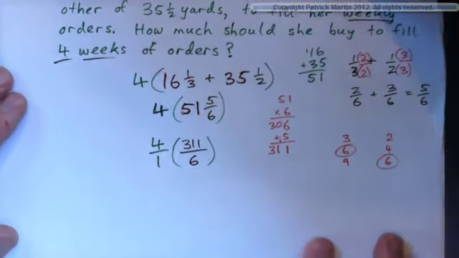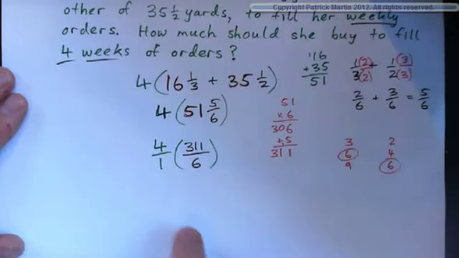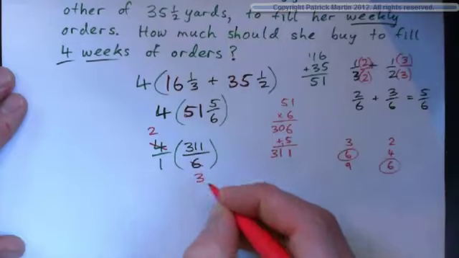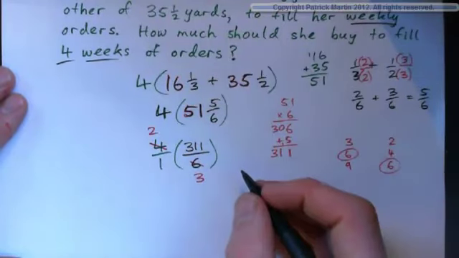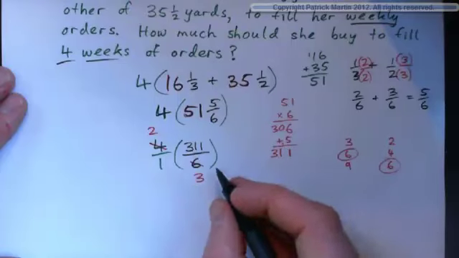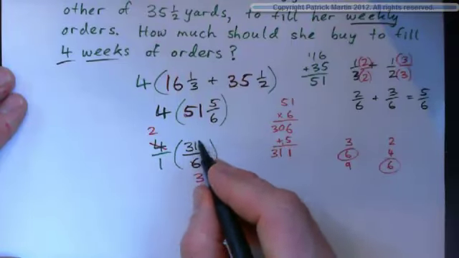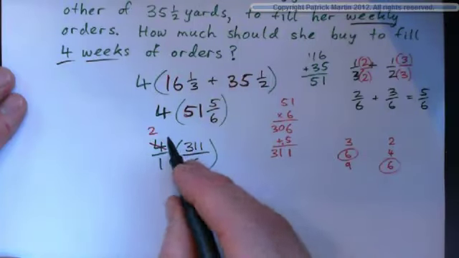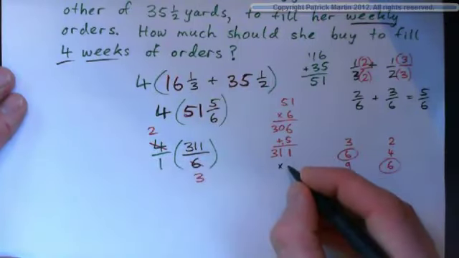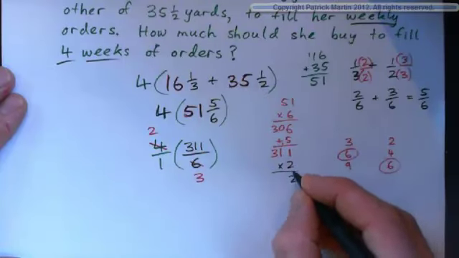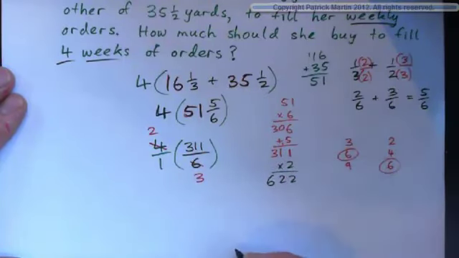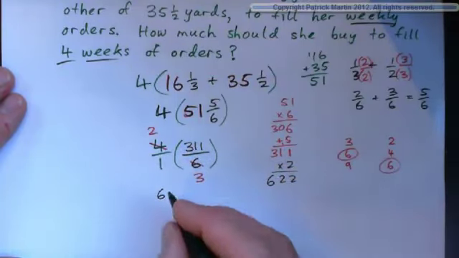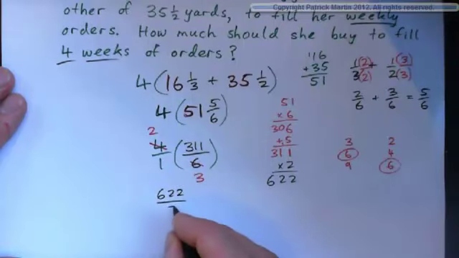Now, does something cross cancel? I'm multiplying fractions, so it can cross cancel. 2 to 4 goes twice, 2 to 6 goes 3 times. Anything else? No, 3 and 3 goes once, but 3 doesn't go into 11, so we're done there. So 2 times 311 I've got to do, so you've got to times that by 2. 2 times 1 is 2, 2 times 1 is 2, 2 times 3 is 6. So this gives me 2 times 311 is 622 over 1 times 3 is 3.